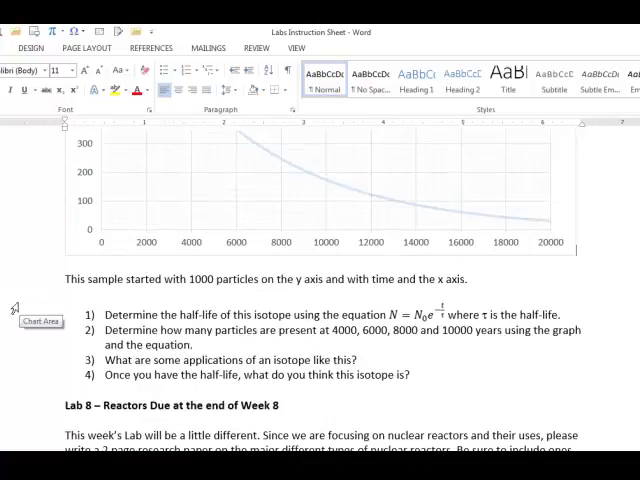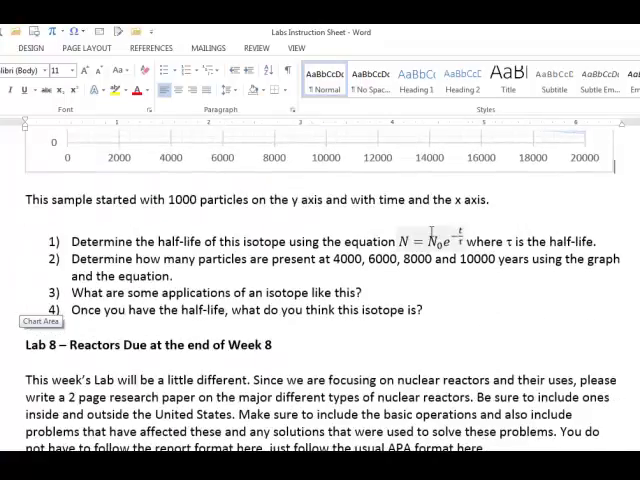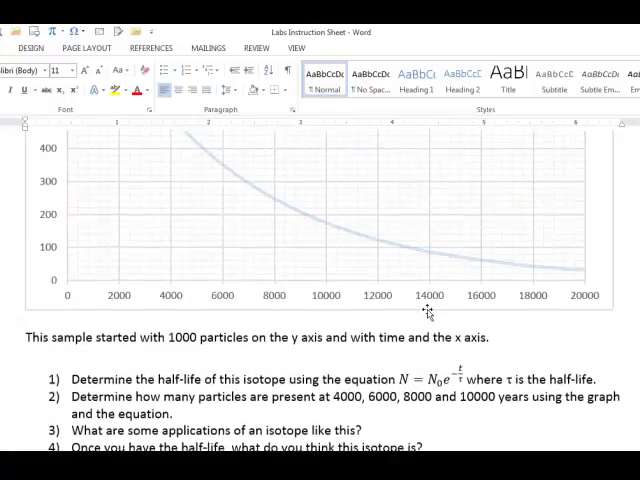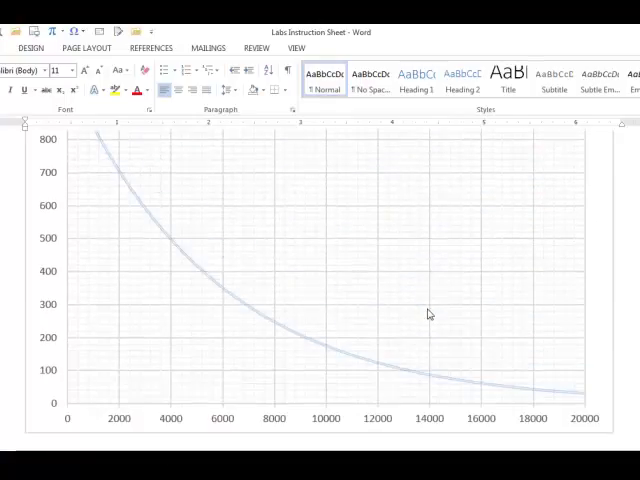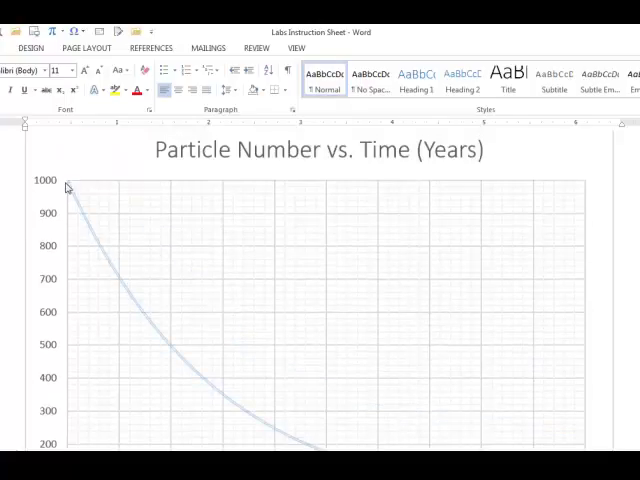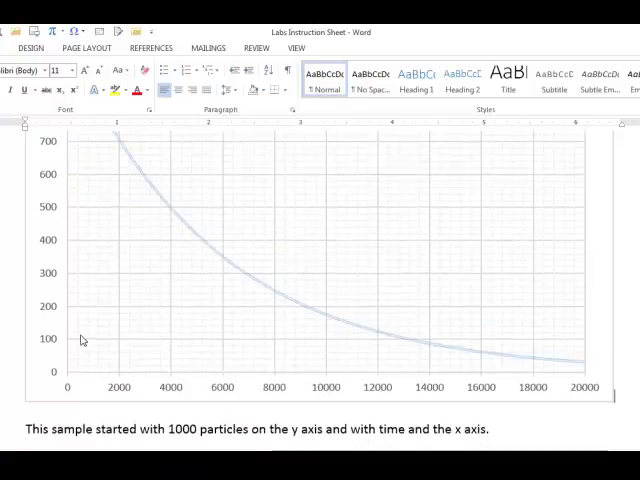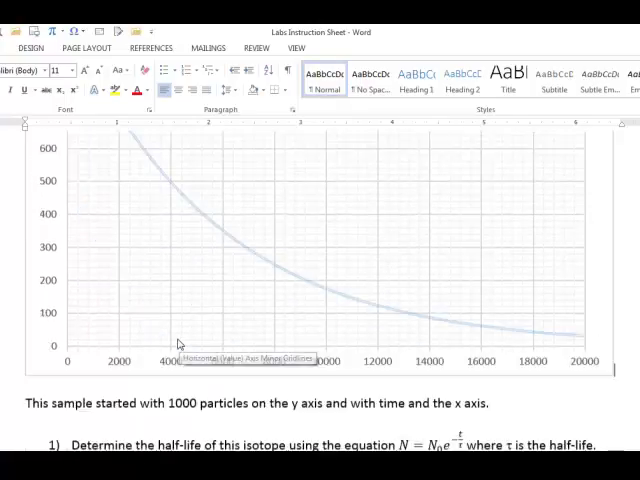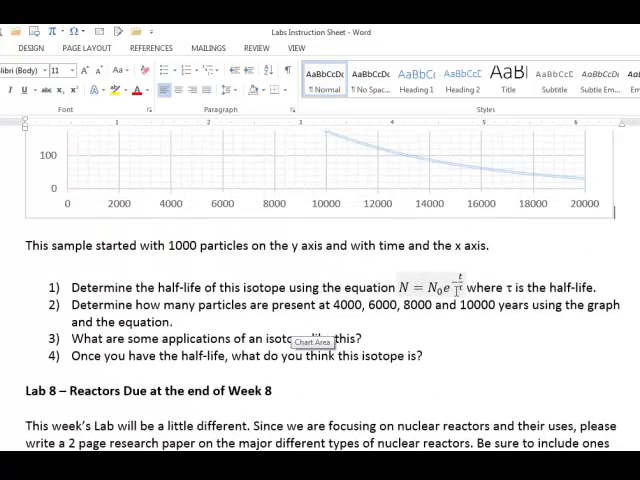So let's take a look at the first step. If n equals n0 e to the minus t over tau, where tau is the half-life, how do we get some information out of this? How do we figure out what's going on? Okay. Look at the values at 1,000, and look at the values at 500, and so on and so forth, and see what you can calculate.